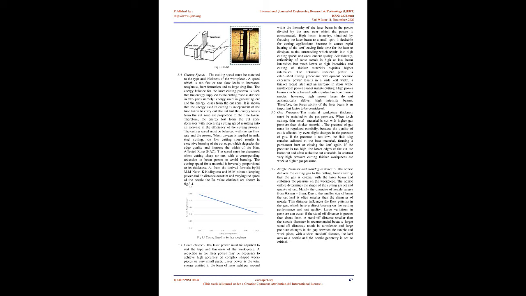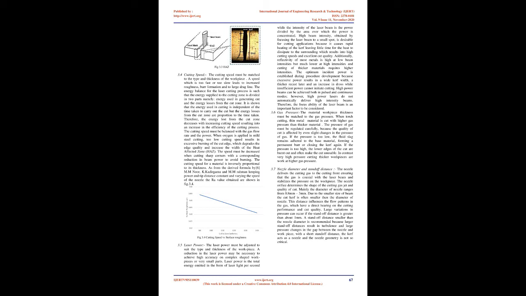3.5 Laser power. The laser power must be adjusted to suit the type and thickness of the workpiece. A reduction in the laser power may be necessary to achieve high accuracy on complex-shaped workpieces or very small parts. Laser power is the total energy emitted in the form of laser light per second, while the intensity of the laser beam is the power divided by the area over which the power is concentrated. High beam intensity, obtained by focusing the laser beam to a small spot, is desirable for cutting applications because it causes rapid heating of the kerf, leaving little time for the heat to dissipate to the surroundings, which results in high cutting speeds and excellent cut quality.